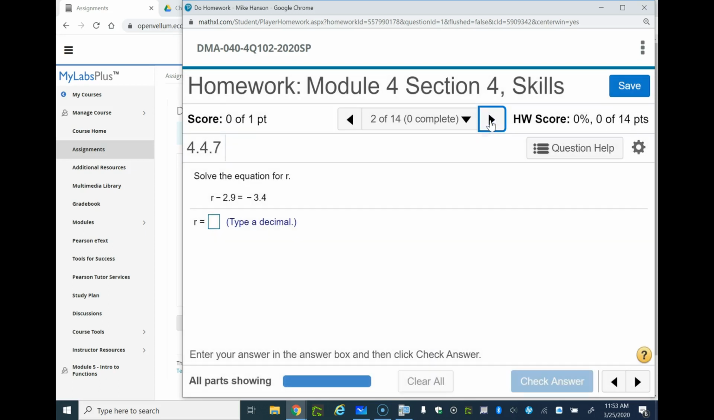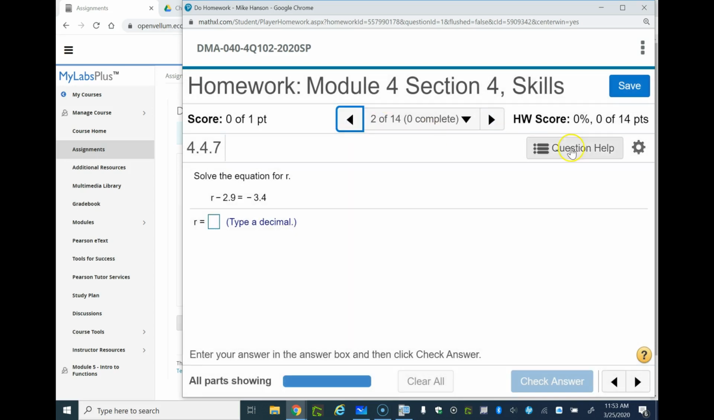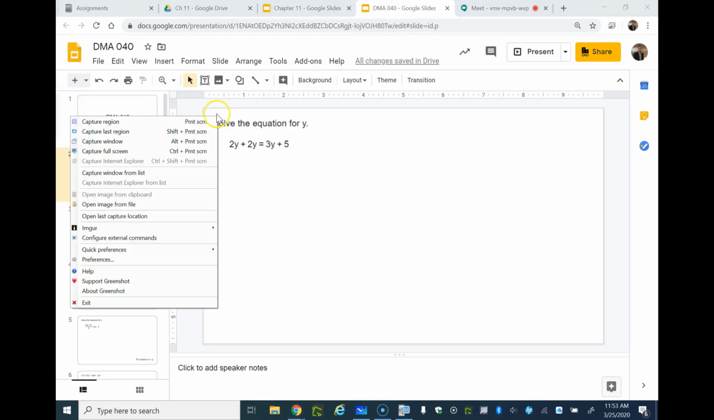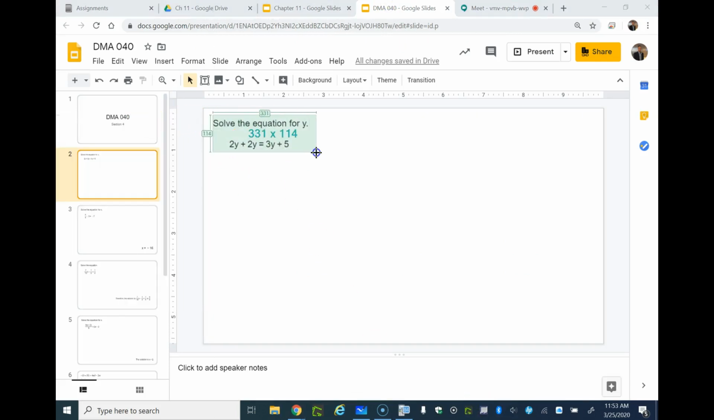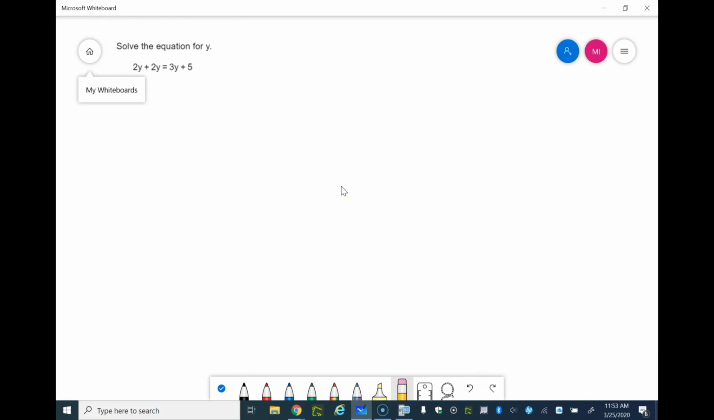So here we're going to get into solving equations. Let's just start off with the one I have up here. I'm going to copy and paste this one into my whiteboard. Okay, so let's see how this is going to work.